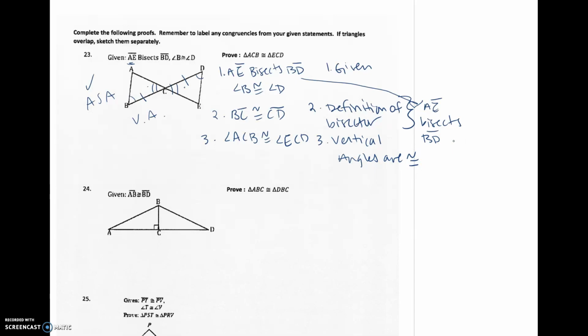And then lastly, we have the three criteria for angle side angle in our proof. So we could now say that our triangle ACB is congruent to triangle ECD, because that's what we're trying to prove up here. And that's because of angle side angle congruence.